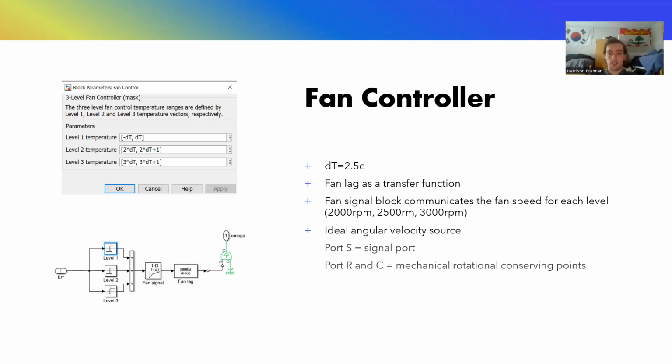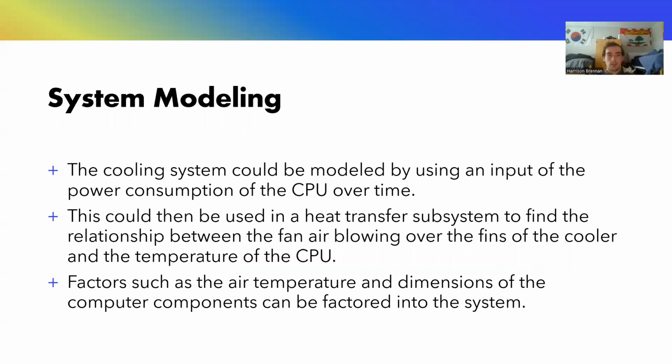The green block is the ideal angular velocity source, where the port S is a signal port, and the ports R and C are mechanical rotational conserving ports. The system modeling: the cooling system can be modeled by using an input of power consumption of the CPU over time. This also can be used in a heat transfer system to find the relationship between the air blowing over the fins of the cooler and the temperature of the CPU.